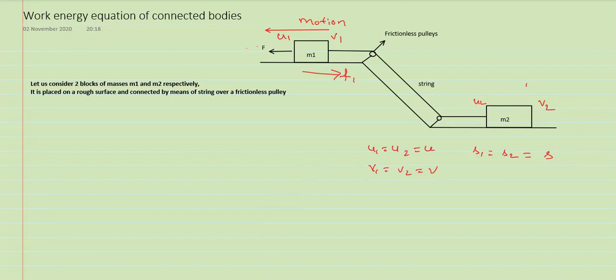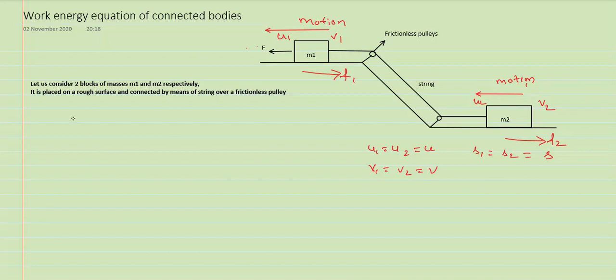Just a kind notification. Similarly, the motion of block 2 will be assumed like this. Since this block is moving up the plane, this also moves up the plane. Since the motion is upward, the frictional force developed is opposite in direction, that is F2. So these are the initial conditions of both the bodies.